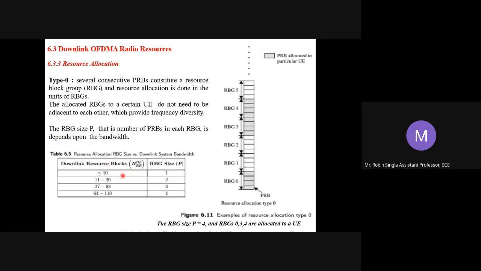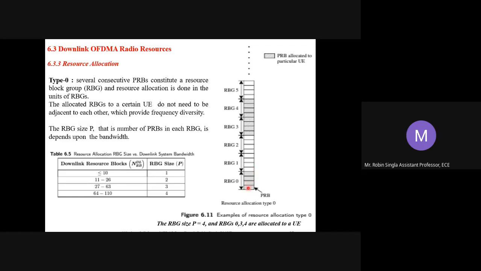For example, these are the total number of resource blocks. If it is less than 10, the size of PRBs in an RBG is 1. The size is represented by P. If it is from 11 to 26, P is 2. 27 to 63, P is 3. From 64 to 110, P is 4. For example, in this figure, P is 4. That's why one RBG has 4 PRBs.